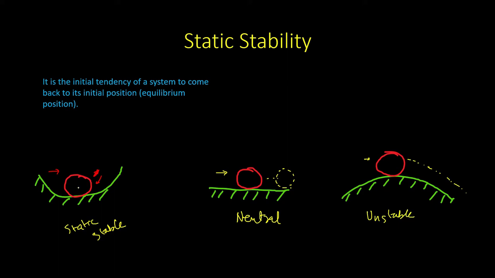So when the ball has the tendency to come back to its original position, it is statically stable. If it has a tendency to move but attain a new equilibrium position, then we can say it is statically neutral. But if it has a tendency to keep moving further and further away, we can say that this is a statically unstable system. So this is the basic idea of static stability.